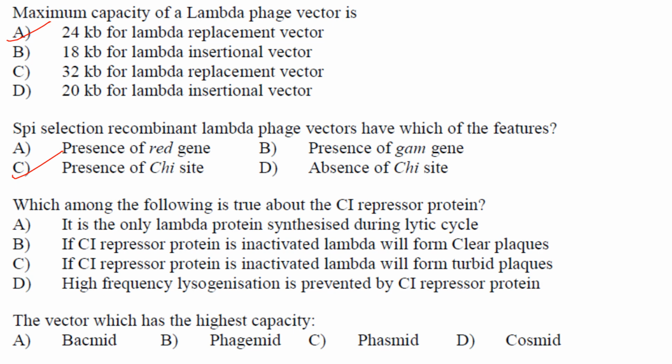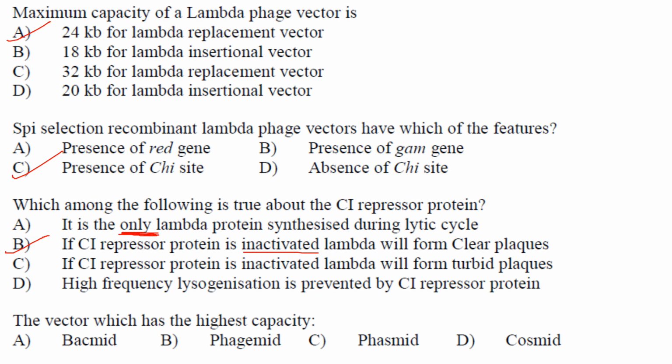Then which of the following is true about cI repressor protein? It is the only. I told you, whenever this 'only' comes, in about 90 or 95% of the cases that statement is going to be wrong. It is the only lambda protein synthesized during lytic cycle. No, Cro, Rex A, Rex B are also synthesized. If the cI repressor protein is inactivated, lambda will form clear plaques. That's correct. cI repressor protein prevents lytic growth.